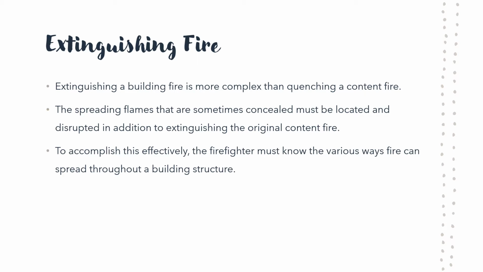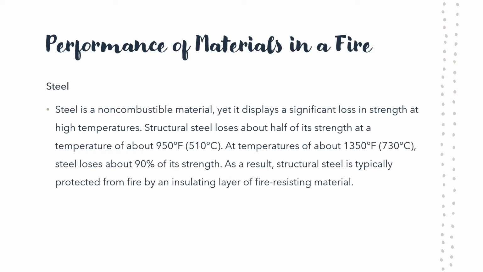Extinguishing a building fire is more complex than quenching a content fire. The spreading flames that are sometimes concealed must be located and disrupted in addition to extinguishing the original content fire. To accomplish this effectively, the firefighter must know the various ways fire can be spread throughout a building structure. So we have different materials in a building that can catch fire, and they all behave differently in the occurrence of fire.